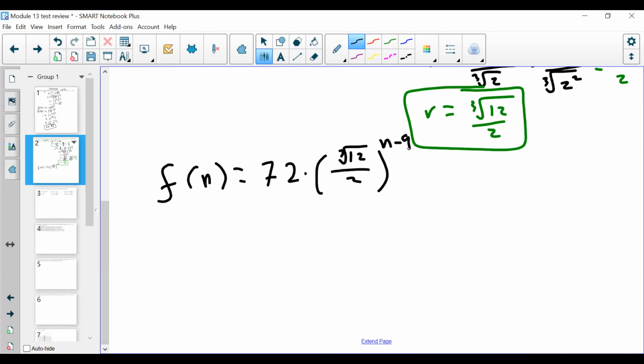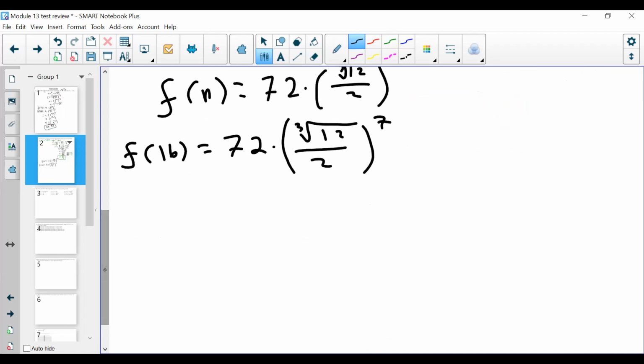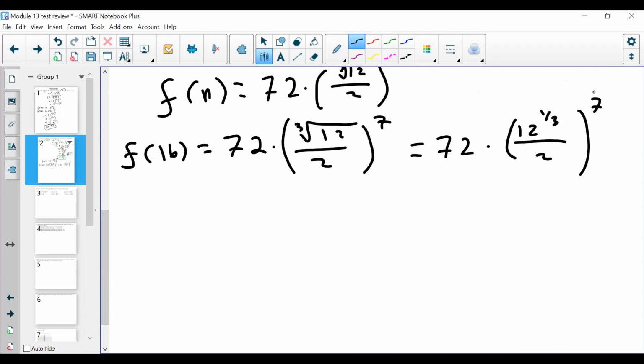And I want to know what's happening at the 16th term. So I have f of 16 is going to equal 72 multiplied by the cube root of 12 over 2, all raised to 16 minus 9, which is 7. All right. And then from here, I'm just going to work it out. I get 72 times, well, the cube root of 12 I can rewrite as 12 to the 1/3 all over 2 to the 7th power. And I'm doing that because I can distribute this in and I can deal with that exponent a little better.